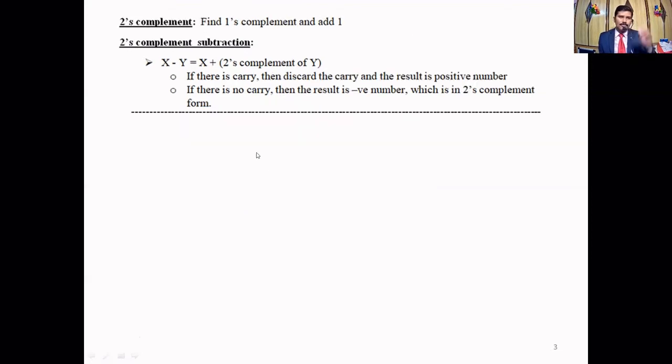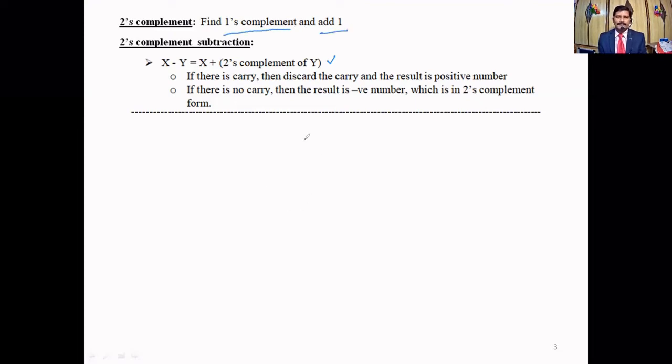Let us see twos complement. x minus y: x plus the twos complement of y. Previously it was ones complement, now it is twos complement. How can we find the twos complement? Find the ones complement, plus 1. Add 1. That's all.